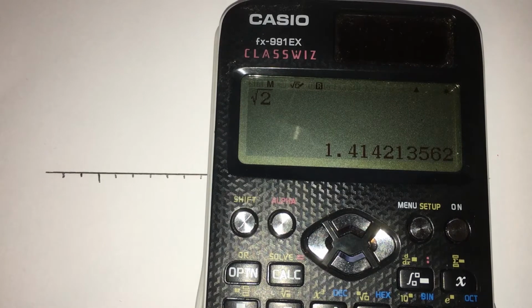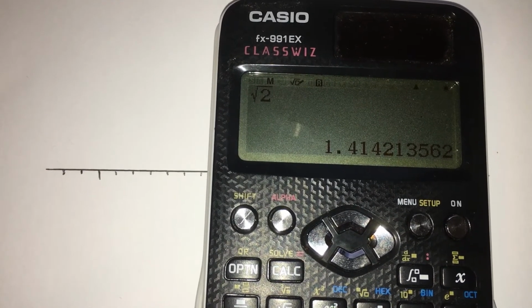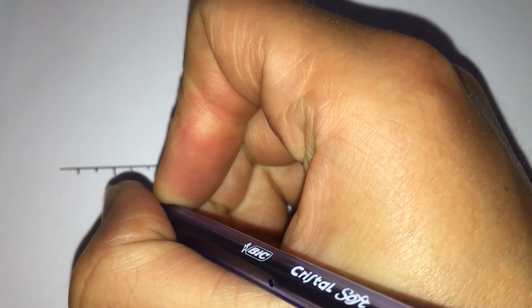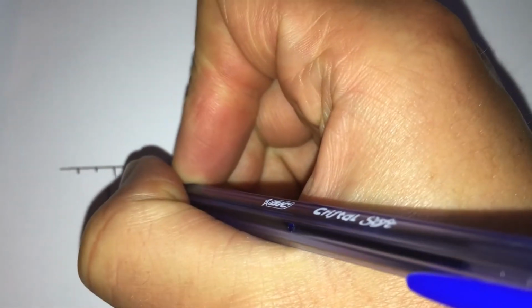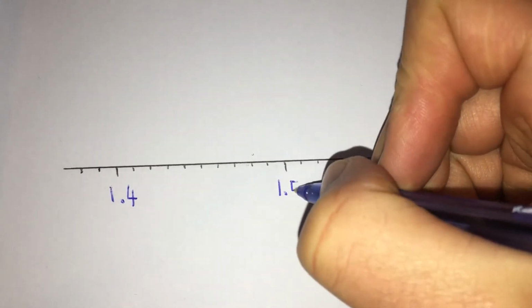Here we have the answer to the square root of 2 on the calculator. But what would this be to one decimal place? Well, let's look at this number line here. If this one here is 1.4, and over here we'll have 1.5.